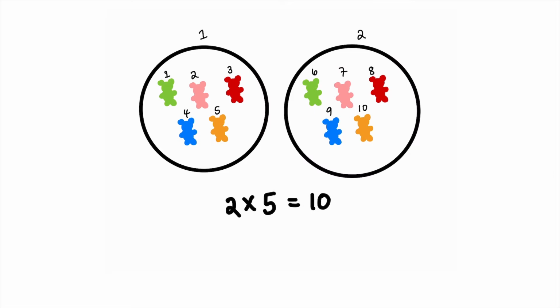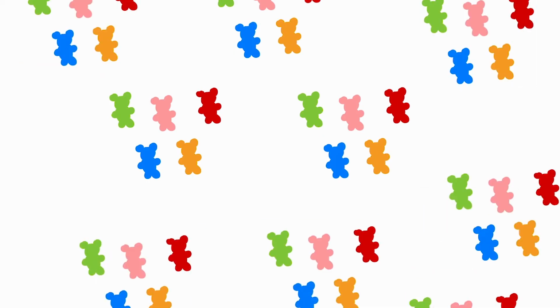It's also the same as counting each group of gummy bears and adding it to the other, which would be 5 plus 5 is equal to 10. In other words, we are adding 5 2 times. What happens if we have more? Let's see how that would change a multiplication process. What if I had 15 groups of gummy bears? We could add 5 15 times. But that would take so much work.